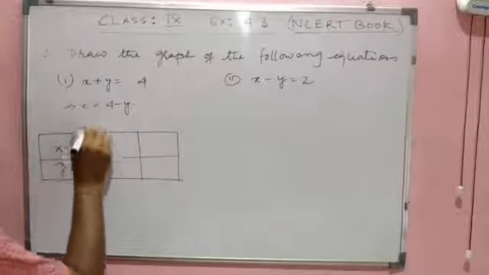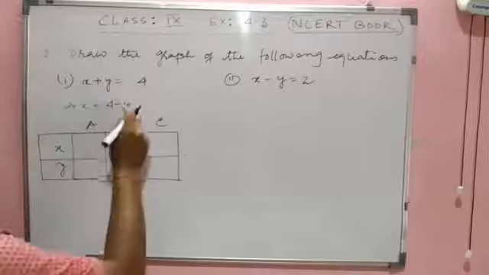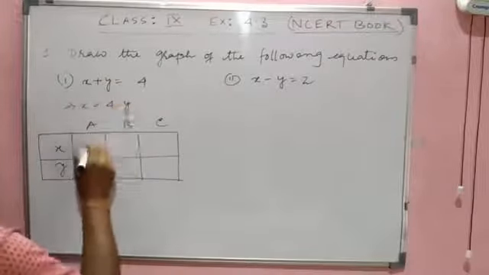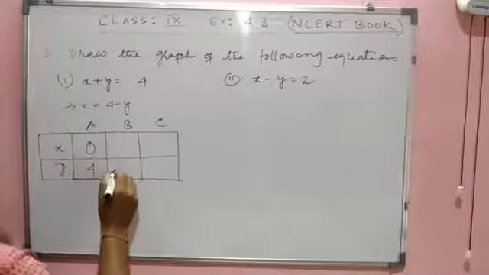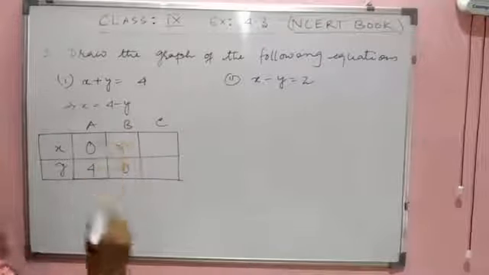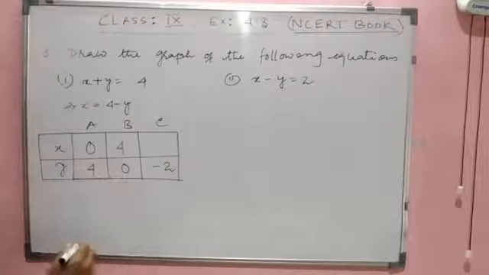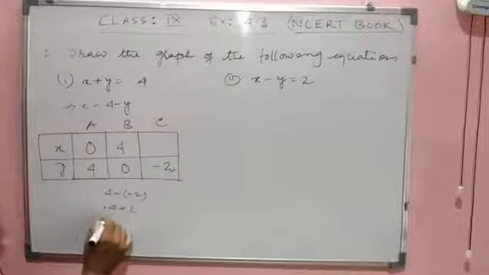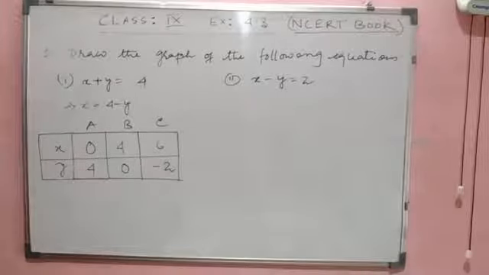x, y, a, b, c. Let the value of y be 4. So 4 minus 4 will be 0. Let the value of y be 0. If you put 0 here, it will be 4. Suppose the value of y is minus 2. So 4 minus minus 2, we will get 6. So these are the 3 pairs of solutions of this equation.